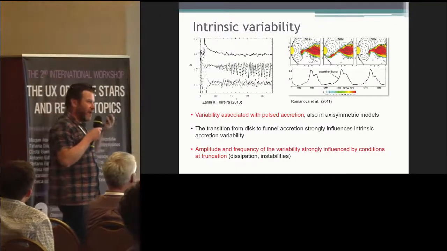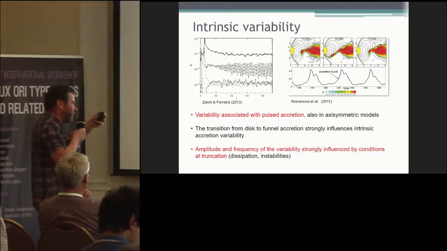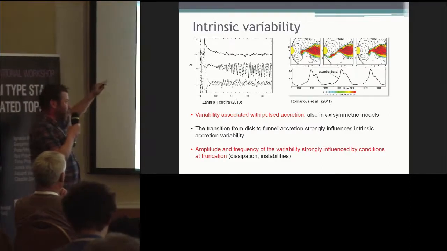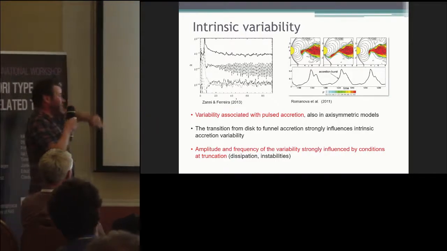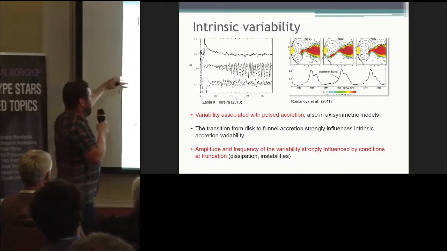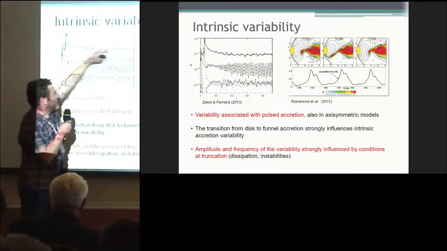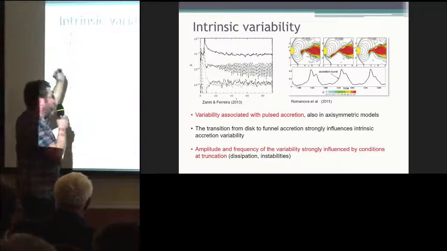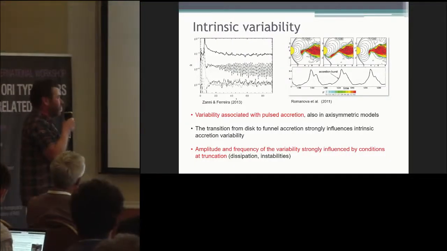That controls how you go from disk accretion to column accretion, and in the end it characterizes the intrinsic variability of these simulations. For example, here, forget about all these lines, just look at this one. This is versus time the variation of the accretion rate in one simulation.